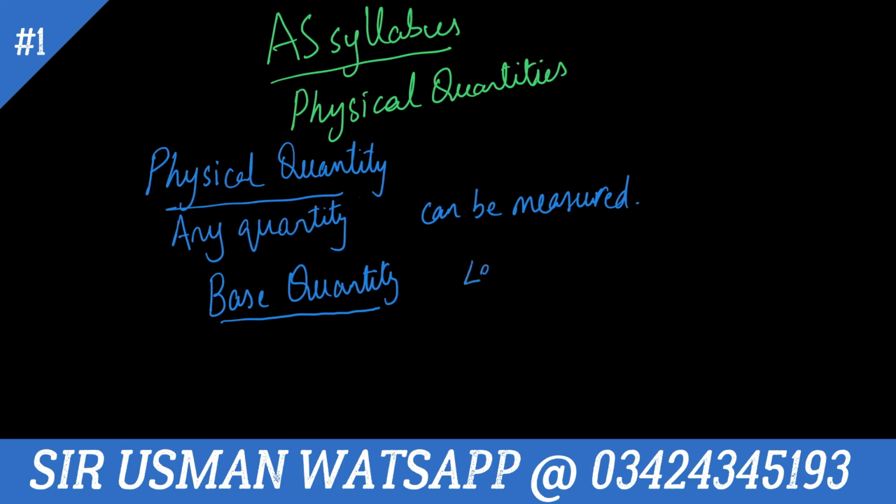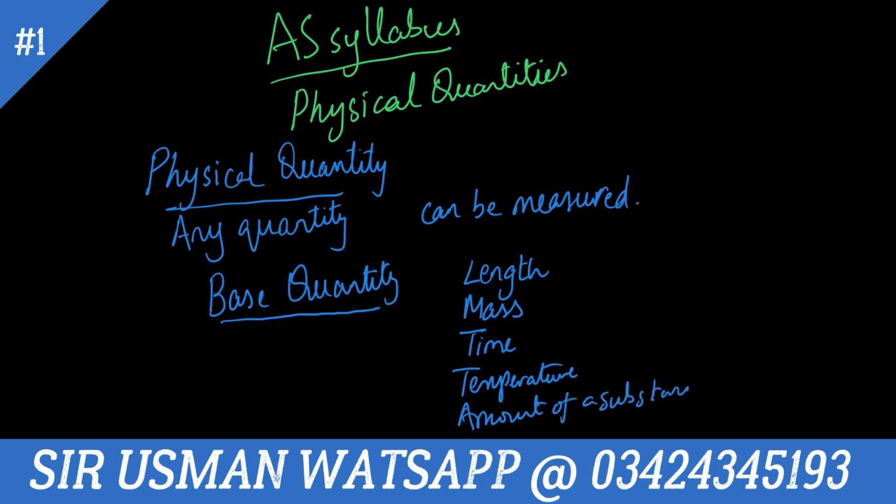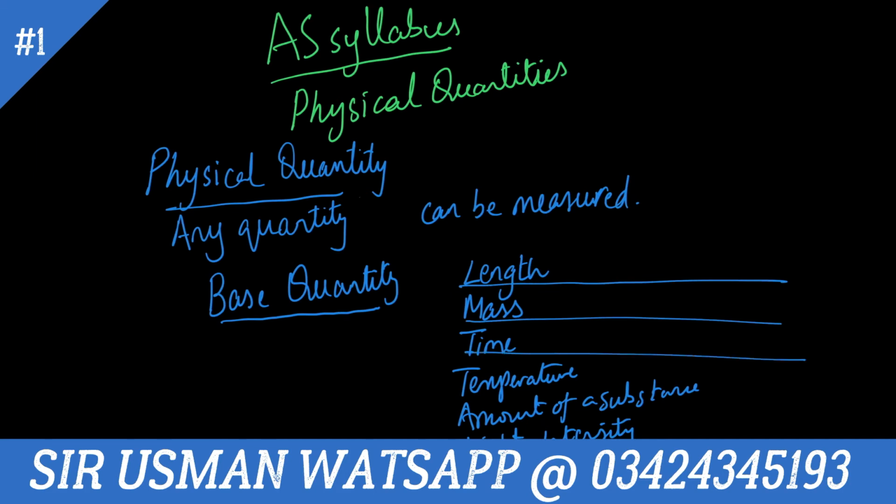For example, you've got length, you've got mass, you've got time, you've got temperature, you've got amount of a substance, you've got light intensity, and you have electric current. So all of these quantities are called base quantities, and their units I will write in front. Let me just make this table for you.